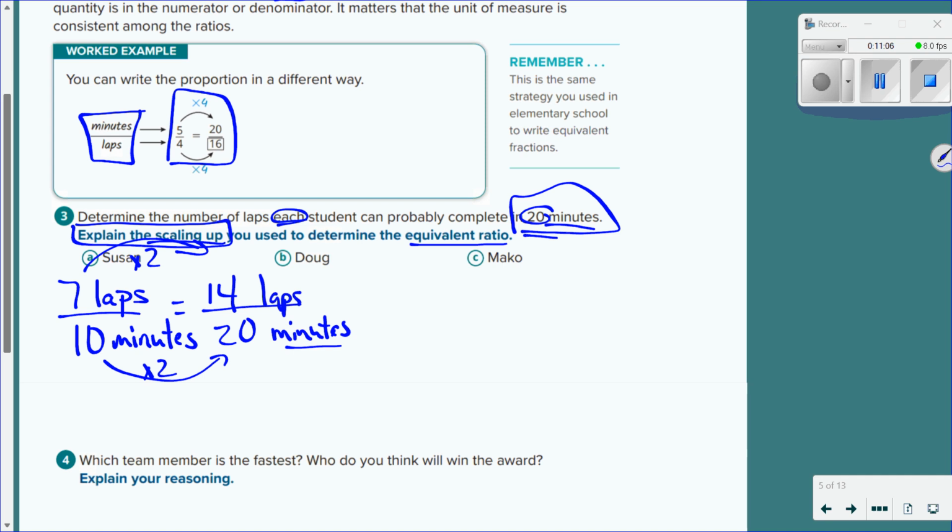This stuff right here. So learn it now so that Math 7 will be easy for you next year. Okay?